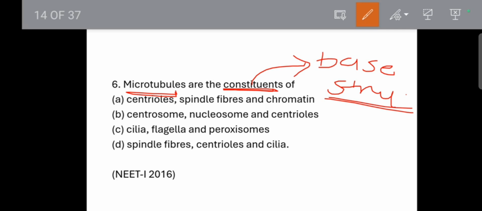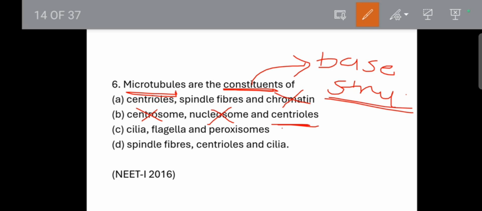Now we see the first one, the centrioles. Yes, centrioles have microtubules. Spindle fibers, yes, the spindle fibers also consist of microtubules. And chromatin is the wrong one; chromatin doesn't consist of microtubules. Now the second one, the centrosomes. The centrosomes don't have microtubules. Nucleosomes don't have microtubules, but the centrioles all have microtubules.